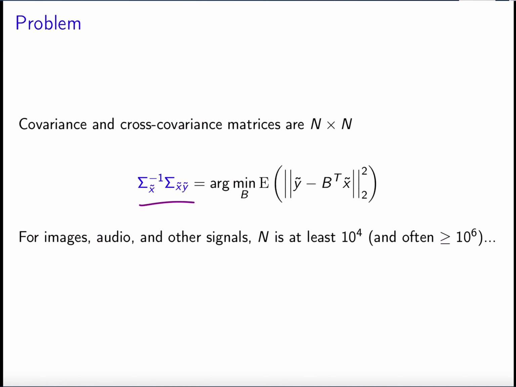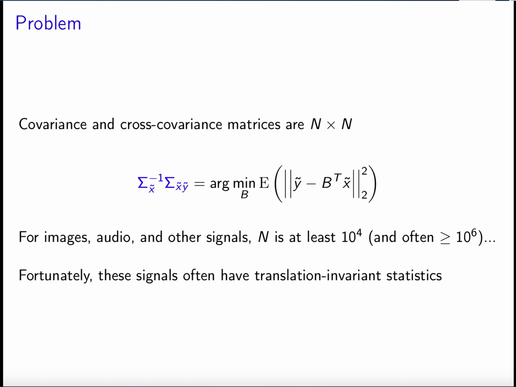Well, as we discussed when we were motivating linear translation invariant models, we are not done, because if we naively estimate this covariance and this cross covariance from data, we're going to have a tough time, because they have n times n parameters, n squared. For a lot of the signals that we're going to be interested in, such as images, audio, and so on, n is at least 10 to the 4 and often a million or more. So these matrices are going to be 1 million times 1 million. So basically forget about it. You're not going to be able to estimate them from data.